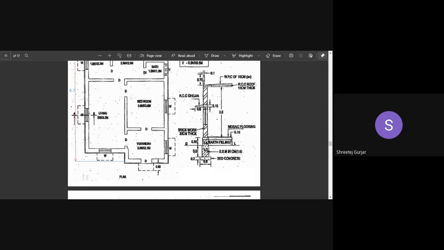From ground level to plinth level, it is 0.4 meter in width, and the height you can see is 0.55. It is not entirely 0.55. You have to reduce the DPC work of 0.15 meter, and that will give you the height. So it will become 0.4 meter in height and 0.4 meter in width. Then you have this DPC of 15 centimeters given here.